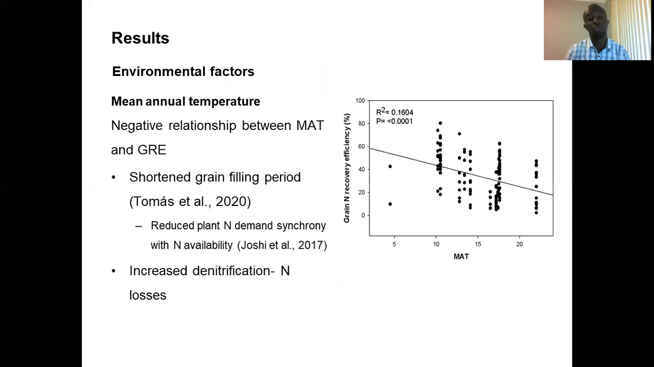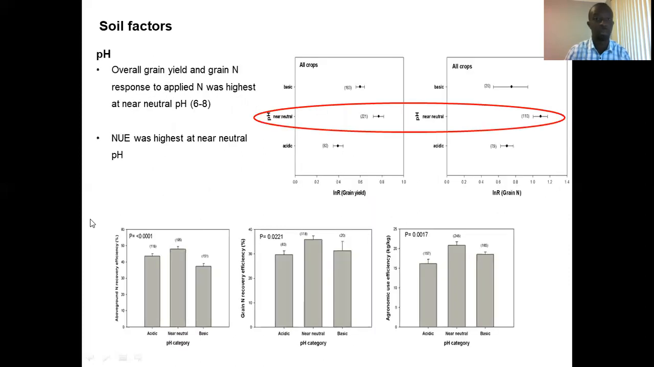Starting off with the environmental factors, I did a correlation between mean annual temperature and grain nitrogen recovery efficiency, whereby you see there was a negative relationship. And this could be because increased temperature shortens the grain filling period, and this would lead to a lack of synchrony between plant demand and nitrogen availability. Again, because of temperature-dependent nitrogen transformations, there's increased loss due to denitrification. And this again reduces the amount of nitrogen available for the plants.